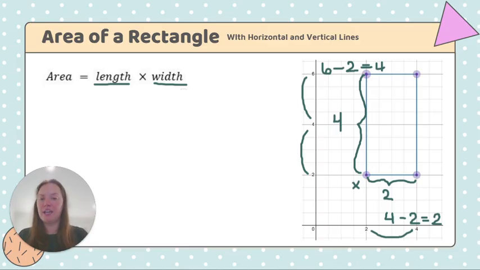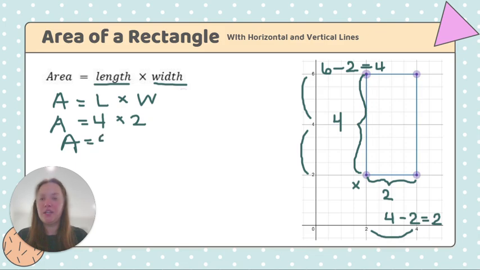Now we just plug it into our formula. Area is equal to length times width. We're going to say that our length is equal to 4 and our width is equal to 2. And that means 4 times 2 is 8. So our area is going to be 8 units squared. I'm saying units squared because we don't know what the exact measurement is. But do remember that we're working here in squares.